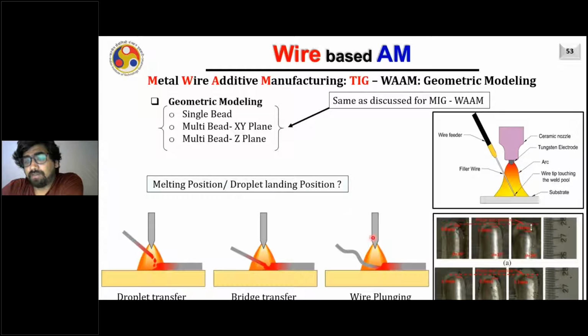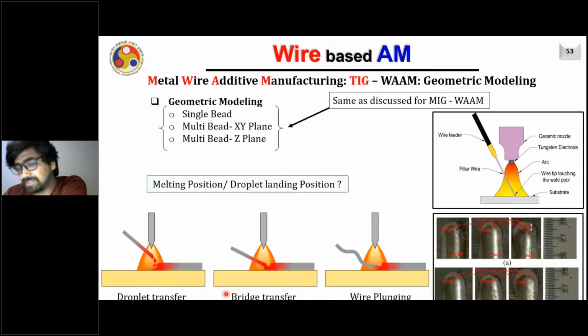It may also happen that the wire feed is very high, as you are seeing in this diagram. In that case, the wire won't be able to catch enough energy from the arc, and it will get melted by the energy available in the melt pool. When that happens, the solid portion of the wire will hit the melt pool, and due to that you will have some issues related to the deposition of the wire. This particular method is called wire plunging.